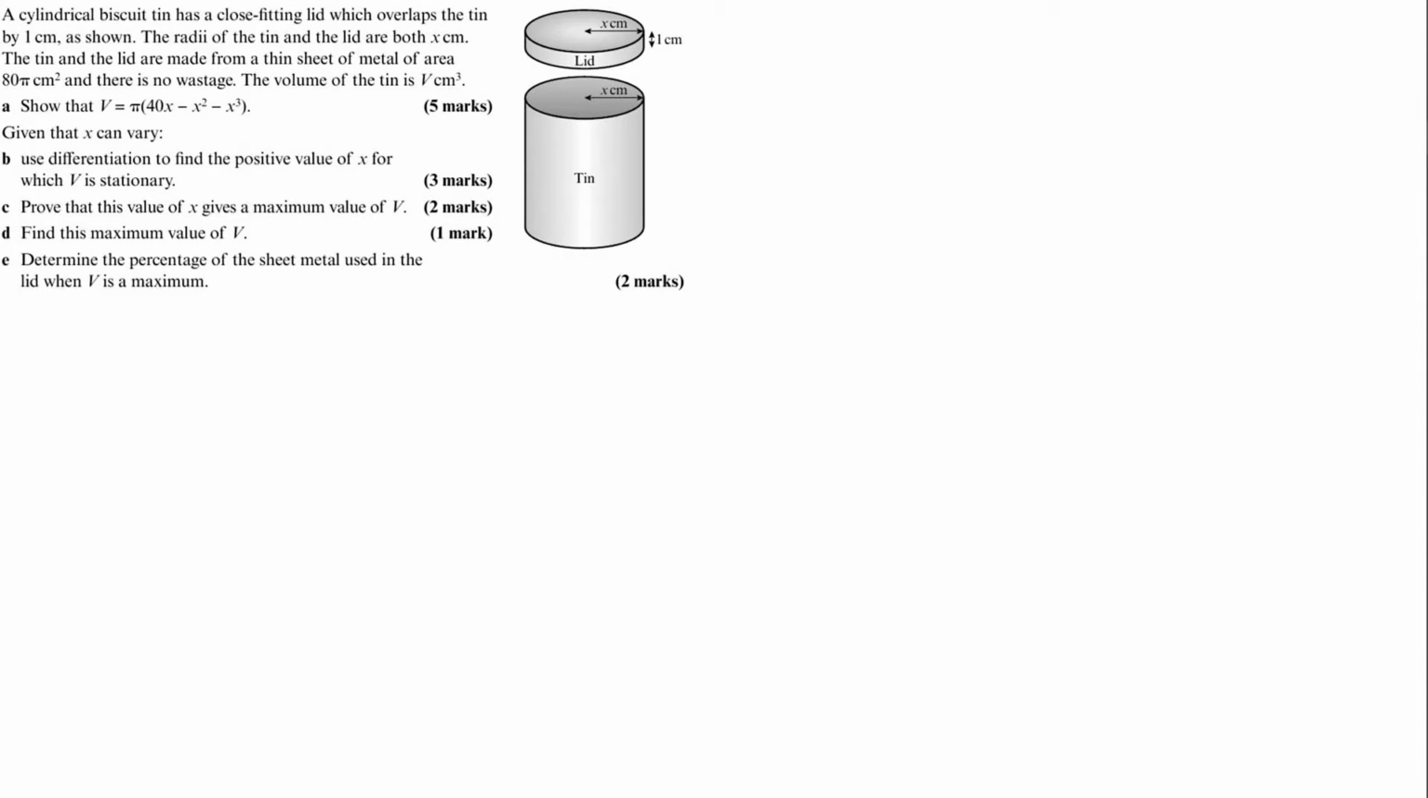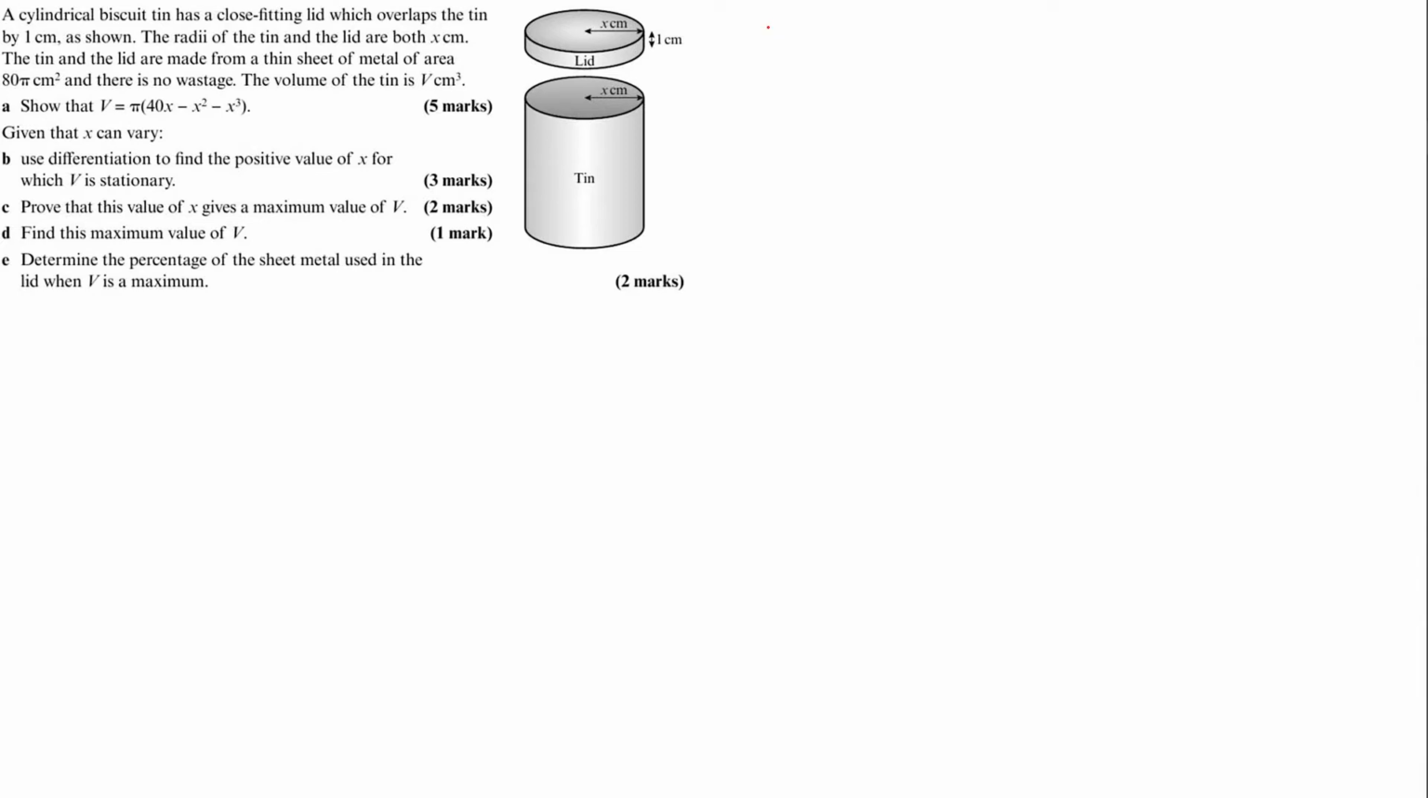need to do this. So a cylindrical biscuit tin has a close-fitting lid which overlaps the tin by 1 centimeter as given by the diagram. The radii of the tin and lid are both x. The tin and lid are made from a thin sheet of metal of area 80π centimeters squared, and there's no wastage. So that tells us that the surface area of both the tin and the lid is 80π centimeters squared.